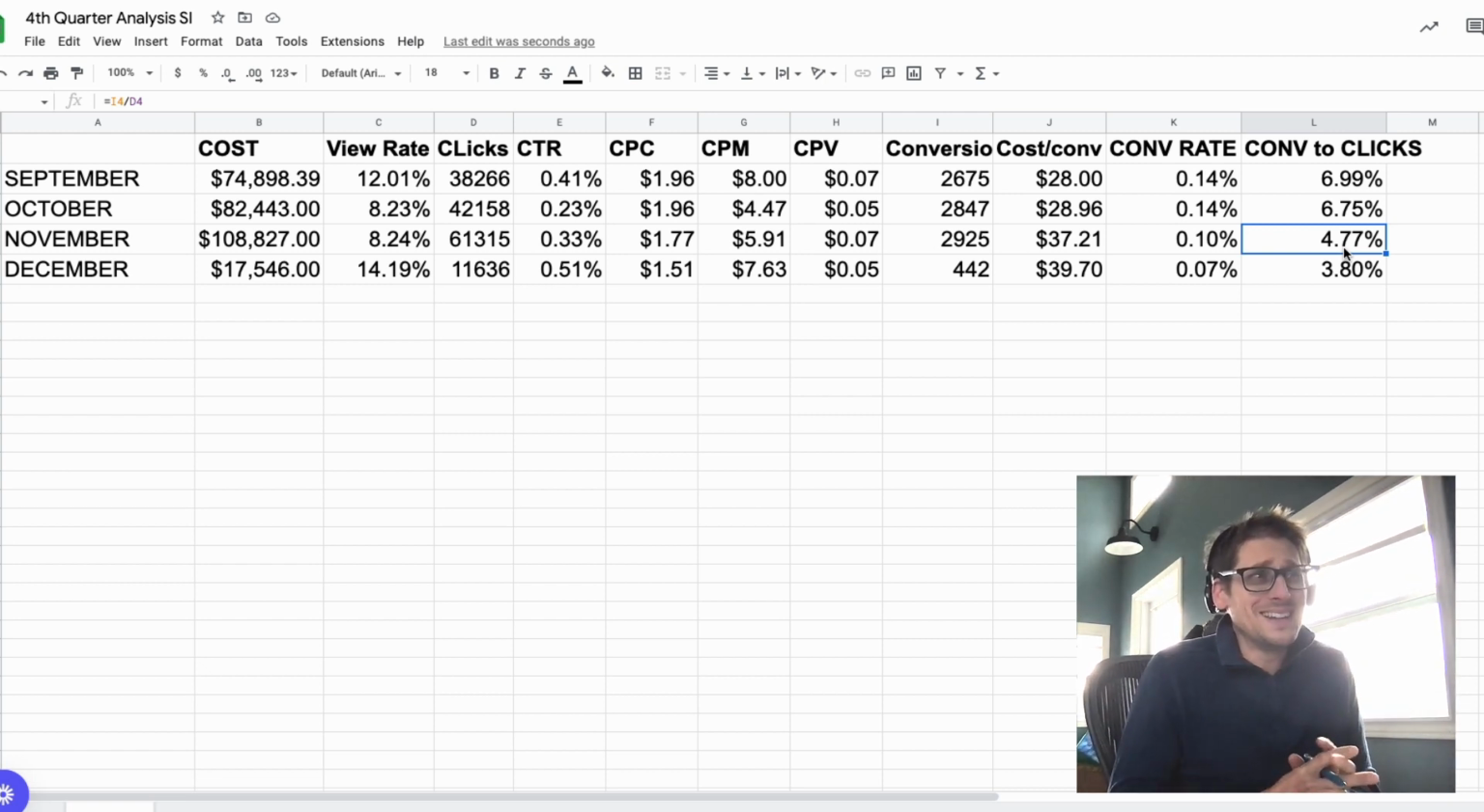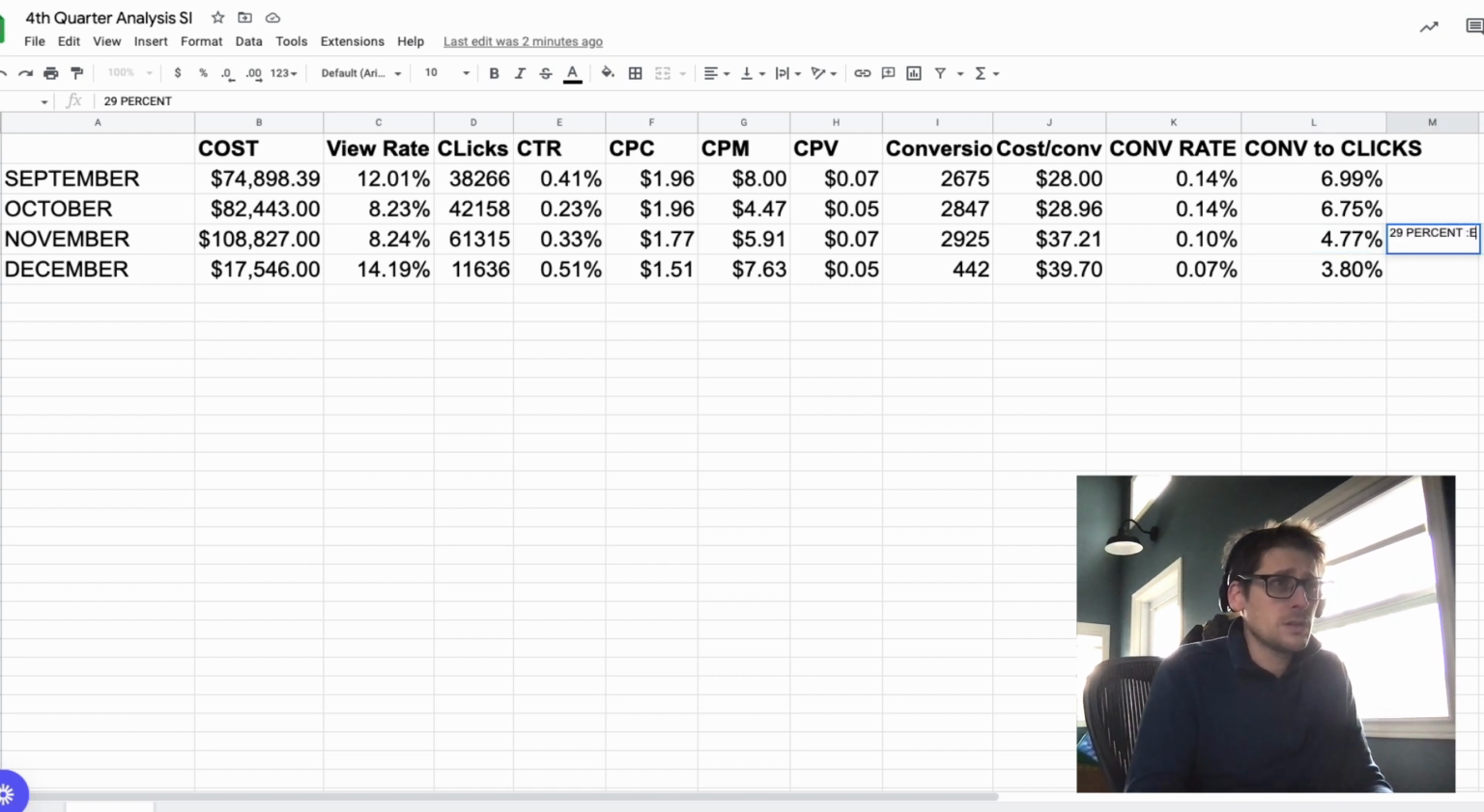So what it is, 29%. This 4.77 is 29% less than 6.75, right? So with that, our cost per lead went up pretty much bang on 29%, right? Now, we're even lower again here, 3.8. Let's do 6.75 to 3.8, same deal.